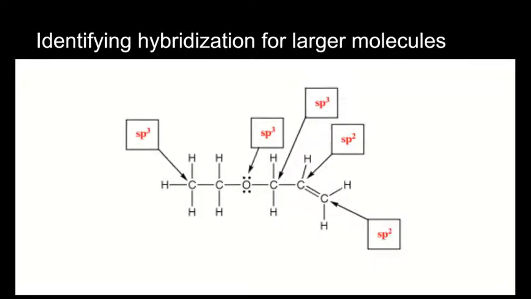Okay, so now we're going to put that all together, being able to look at a bigger compound, take what you know about VSEPR theory, and then identify hybridization. For example, I have it all drawn out here for you, but let's say you saw this molecule. I would want you to be able to go through each of these and say what the hybridization around each one of these is.